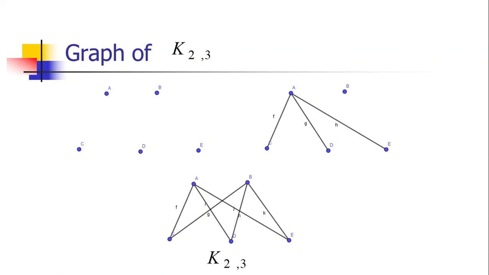Here you can understand one thing: you cannot connect A to B by an edge. That is not possible in a complete bipartite graph. Similarly, we cannot connect C to D, and we cannot connect D to E by an edge. So that is the example of K23, a complete bipartite graph.